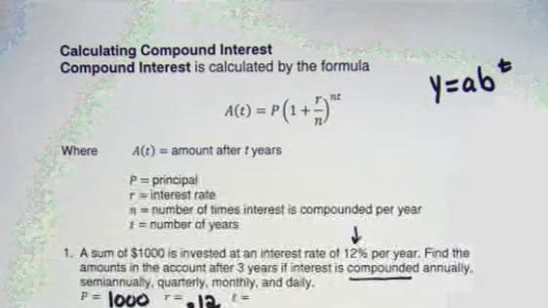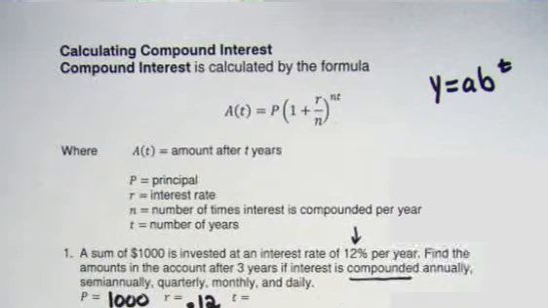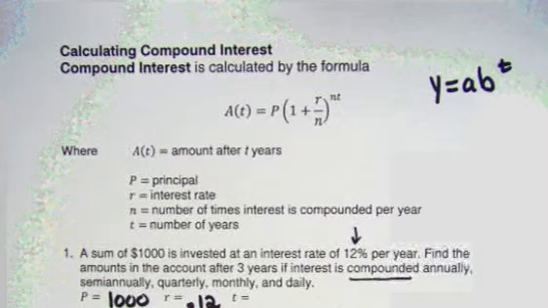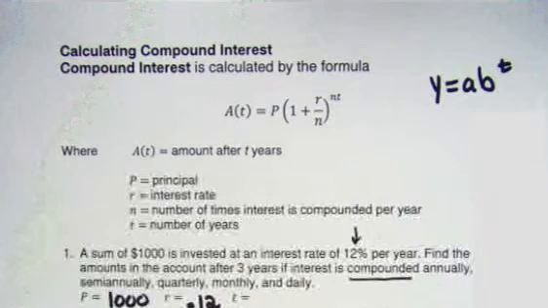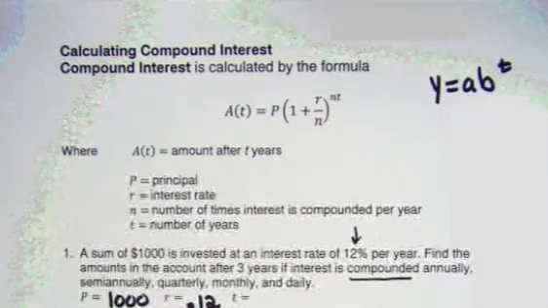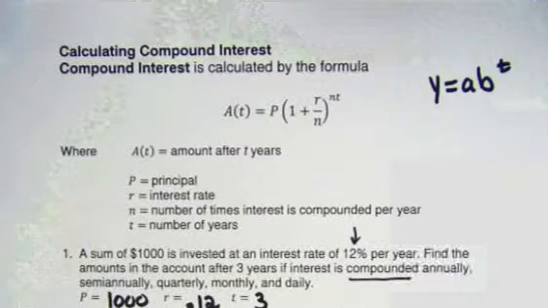If we're earning money, as we are in this case, then we'll use that as a positive 0.12. If we end up doing population, or if my account is losing money, we'll make that a negative 0.12. And then time, of course, is how many years in the future we want to go. So for this problem, that's going to be 3.